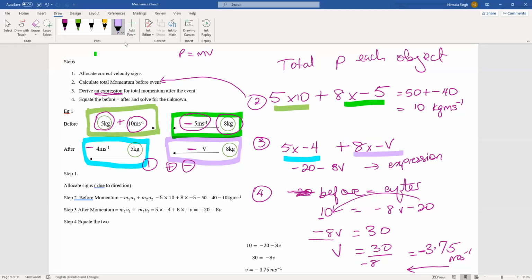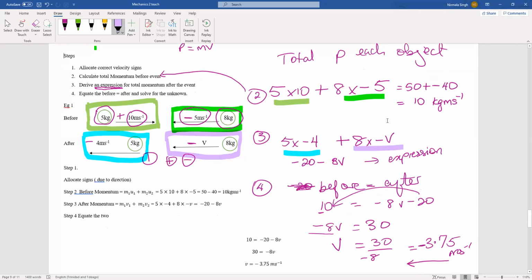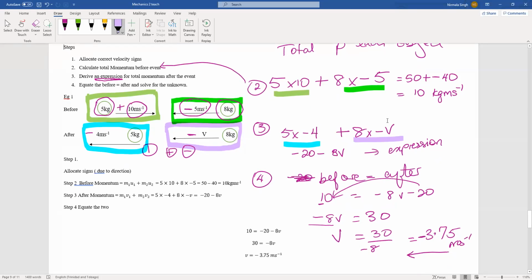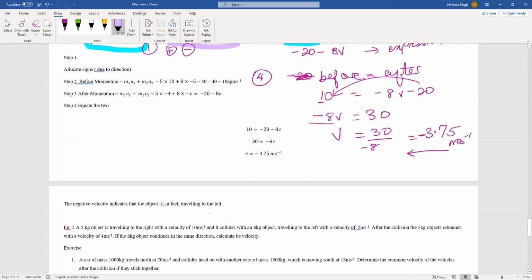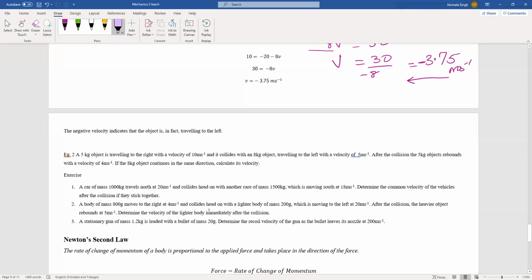So you work out your total momentum before your event. Then you work out your total momentum expression after your event. You equate them, and it's going to be a very simple algebraic equation to solve, and you find your value. So class is going to finish here just now. We can try question 2.